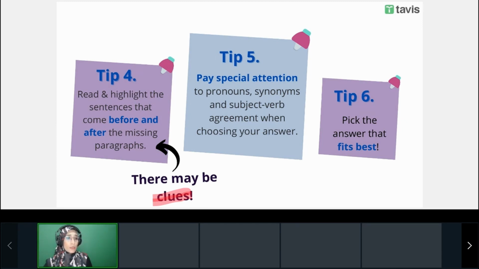Okay, then moving on to the next one. Please pay special attention to pronouns, synonyms, and subject-verb agreement when choosing your answer. Now, this is crucial because, like in relative clauses, you only need to answer one word in that particular blank. But for this one, it's one whole sentence. So you need to make sure that you know your parts of speech. You need to know your subject-verb agreement. I already taught that in lesson 2. So you need to know pronouns.